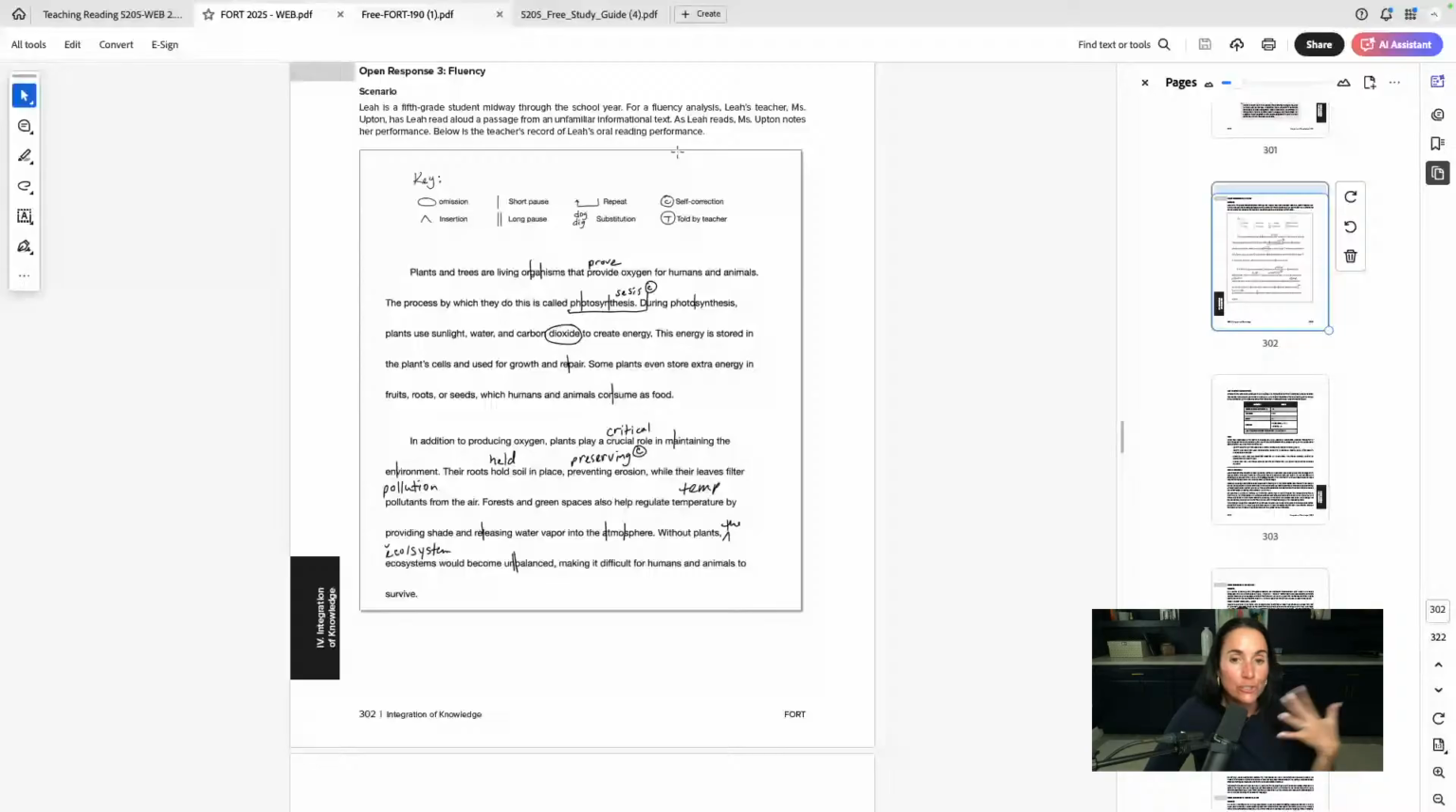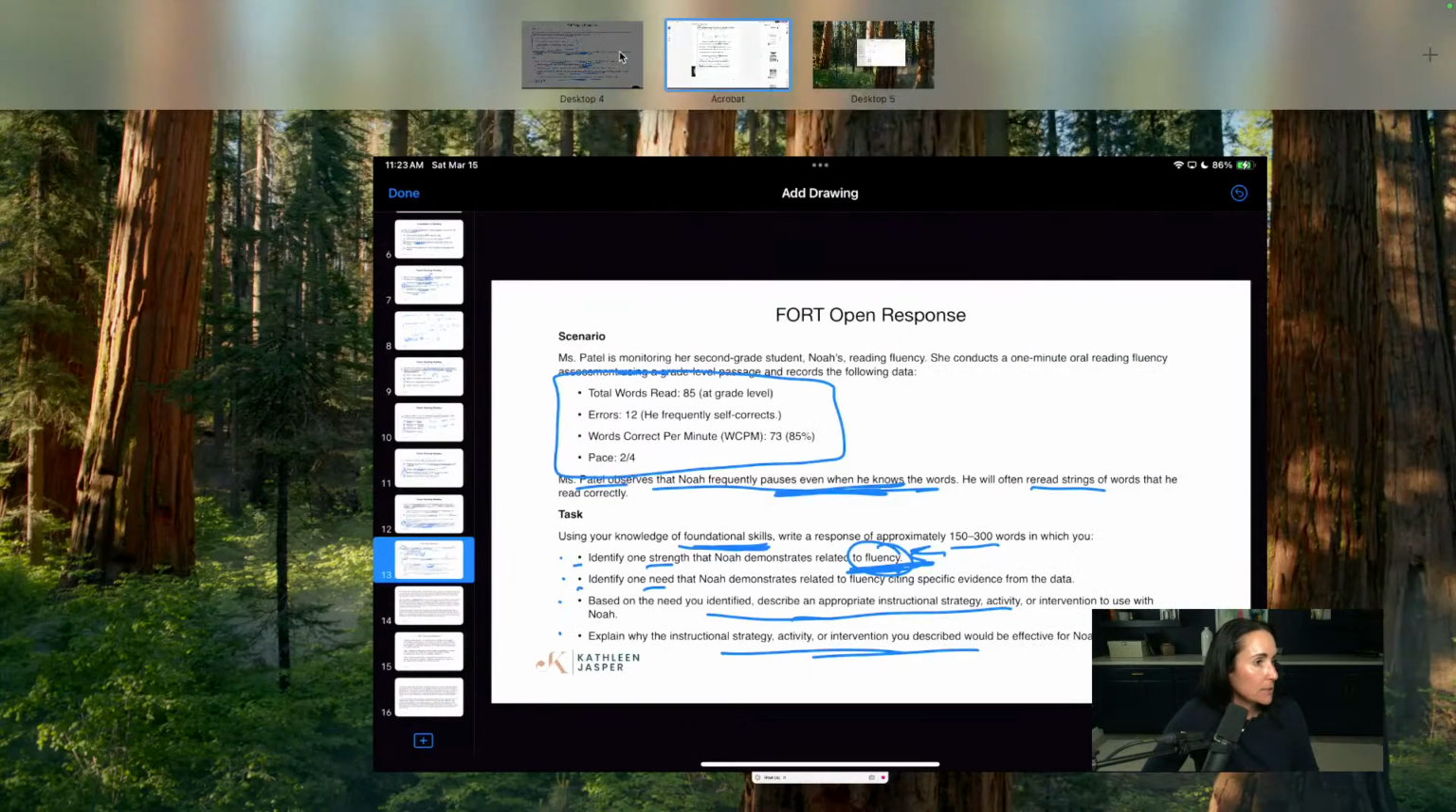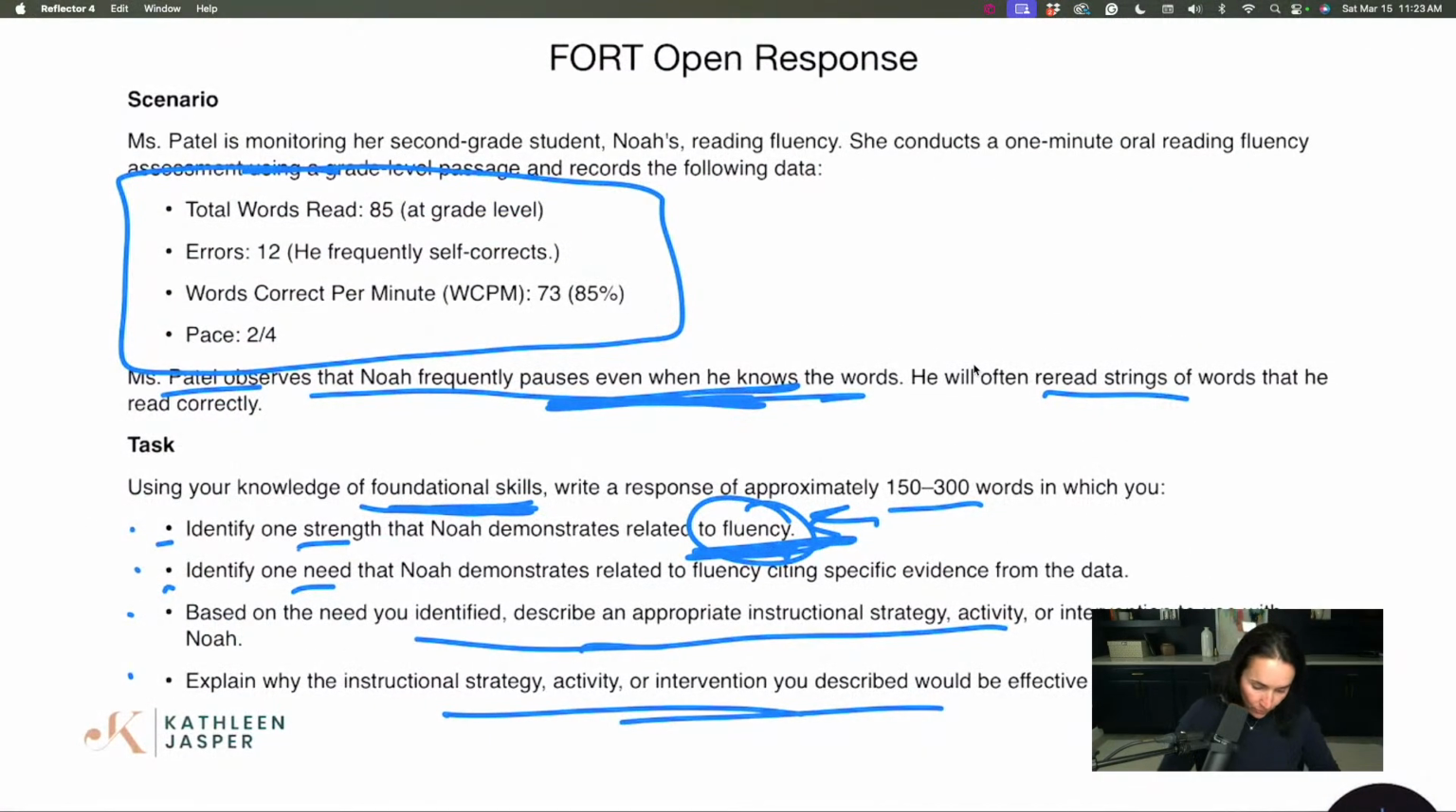I know it looks confusing and everything, but if you just go with a good strategy and you defend why, you're good to go. All right. Let me go back to here. Okay. So that's what I would do for this one.